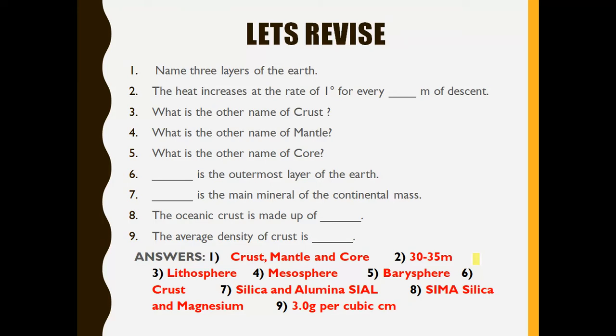Let me see how much you have comprehended from that. Okay, question number 1. Name the three layers of the earth. That is crust, the outermost layer; mantle, the middle layer; core, the innermost layer. Heat increases at the rate of 1 degree for every 30 to 35 meters, or you can also write 32 meters if you want to be very specific, for crust and core.